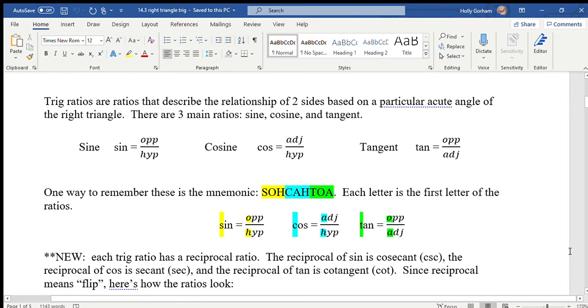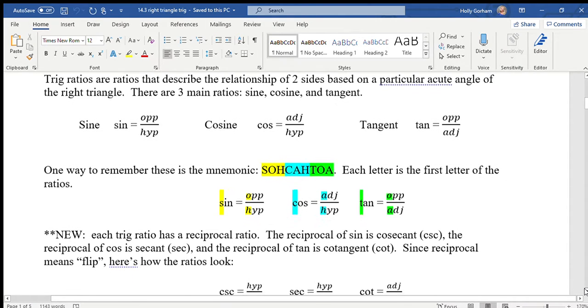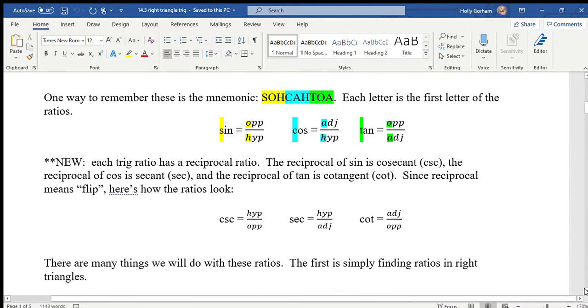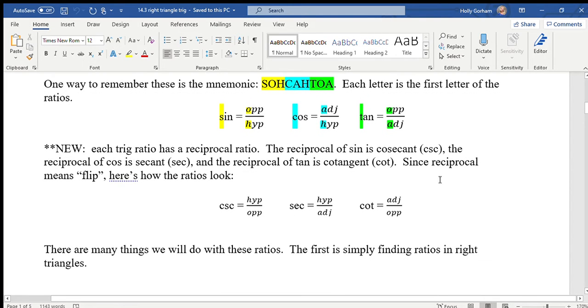Now, the new part of this lesson is learning that each of these has a reciprocal ratio. So the reciprocal of sine is what we call cosecant, abbreviated CSC. The reciprocal of cosine is secant, SEC. And the reciprocal of tangent is cotangent, COT. And reciprocal means flip. So all you're doing is taking the original three ratios and flipping them.